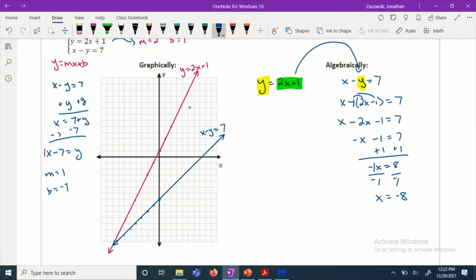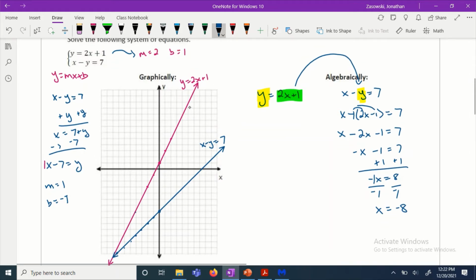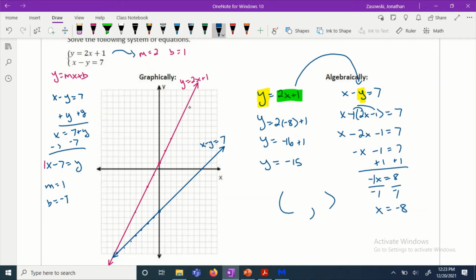Now my job is to figure out the y coordinate. So in one of my two original equations, whatever's easier, we're going to plug this value of x in. So right here, we have y equals 2 times negative 8 plus 1. So this is negative 16 plus 1, and we know the y value is negative 15. So the solution, remember, it's a point. Where do these meet? They meet at the point negative 8, negative 15. They meet right there. So when we're done, we make sure we write our answer as a point. And that's it. That's substitution.